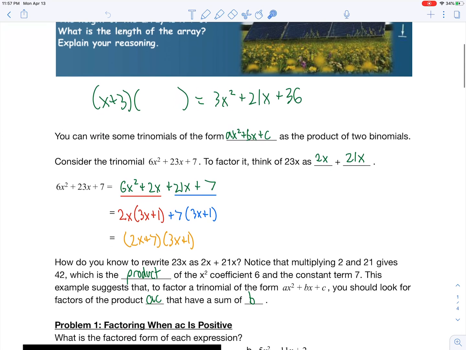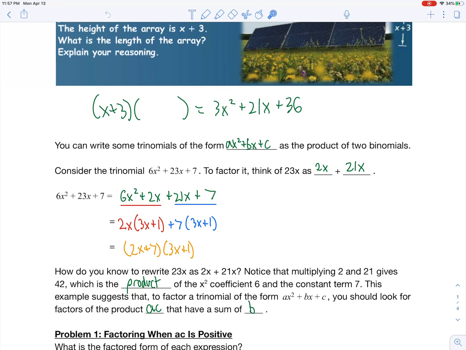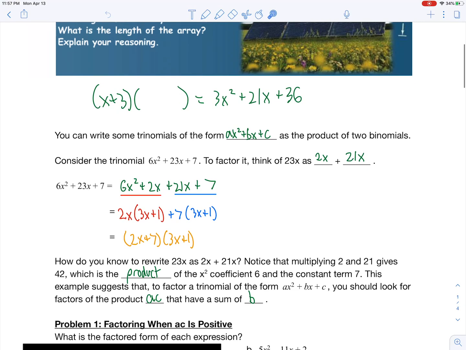And to do that, let's consider that we start with a trinomial, 6x squared plus 23x plus 7. Again, the difference in this section being I have a 6 in front of that x squared. So if I want to factor this, let's think of that middle term 23x as 2x plus 21x. We'll see why we get to that in a second.